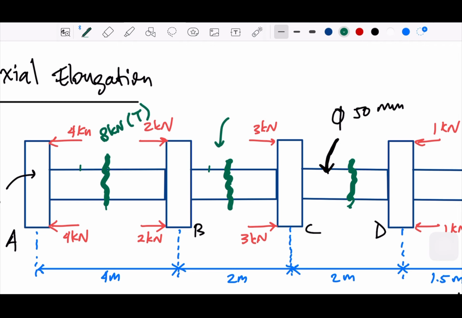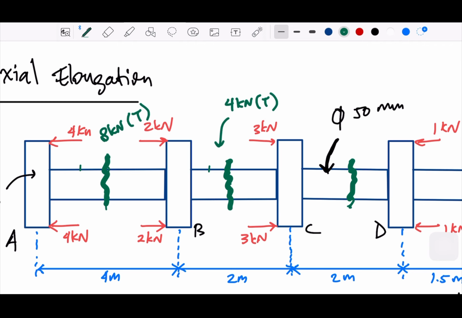If I draw the arrow, it will make a confusion. But because it's 8, it's 4, going to the left, then it has to go to the right. So the bar is getting a tension. You need to think about the bar. What is the bar getting? Is it getting longer or getting shorter? Longer. So it has a tension here.